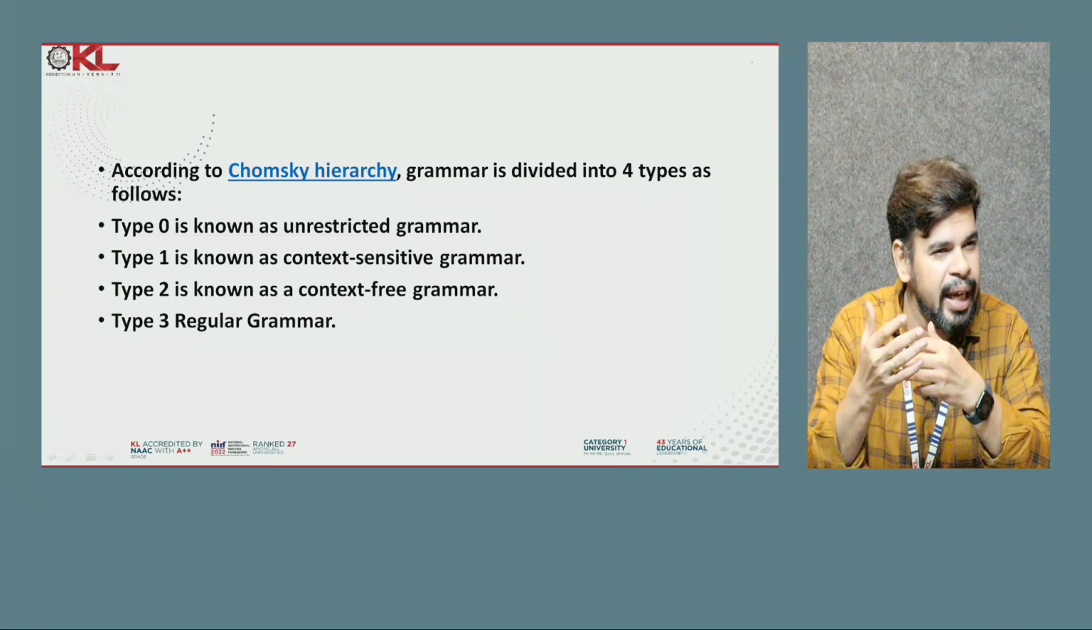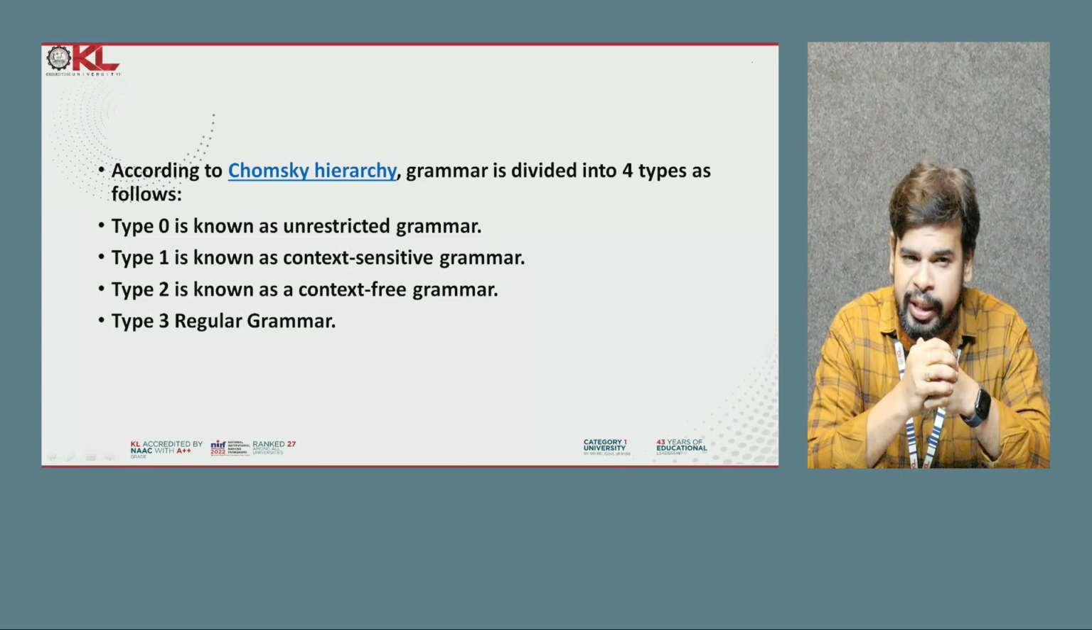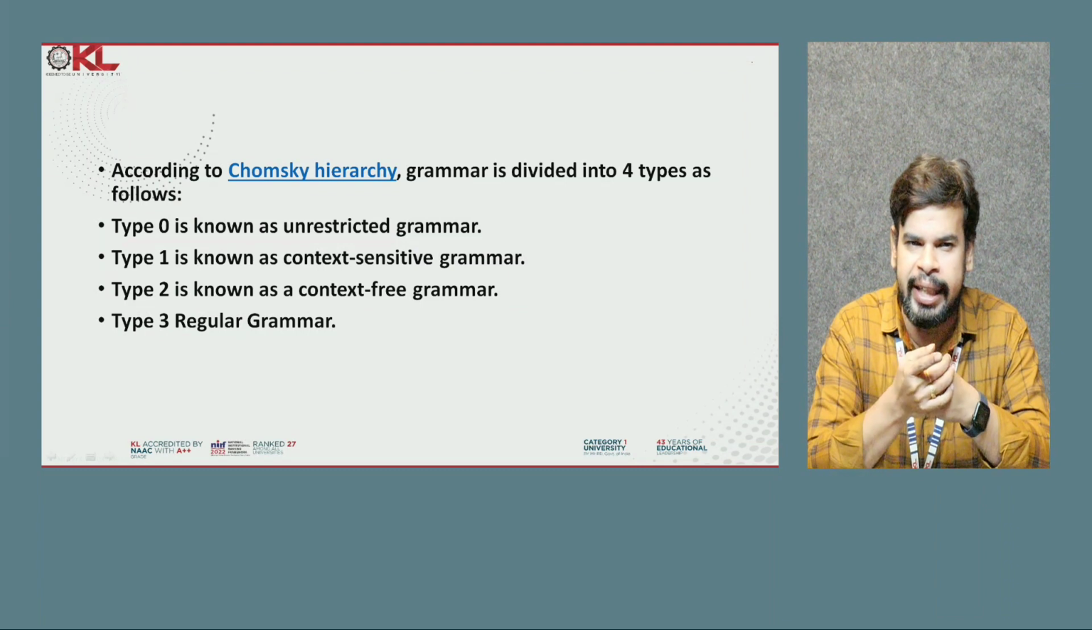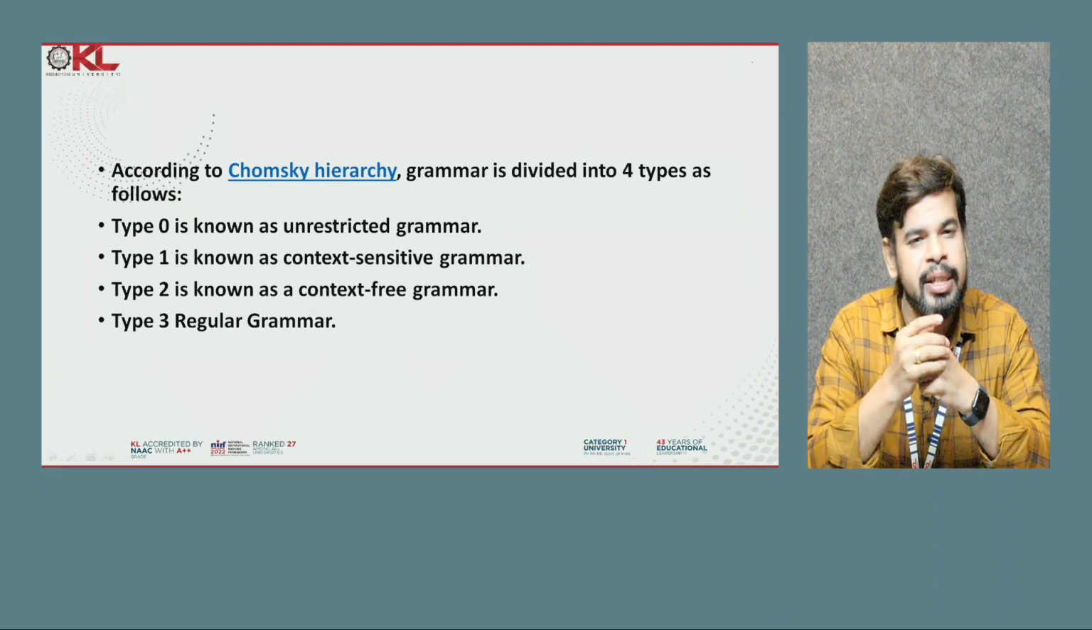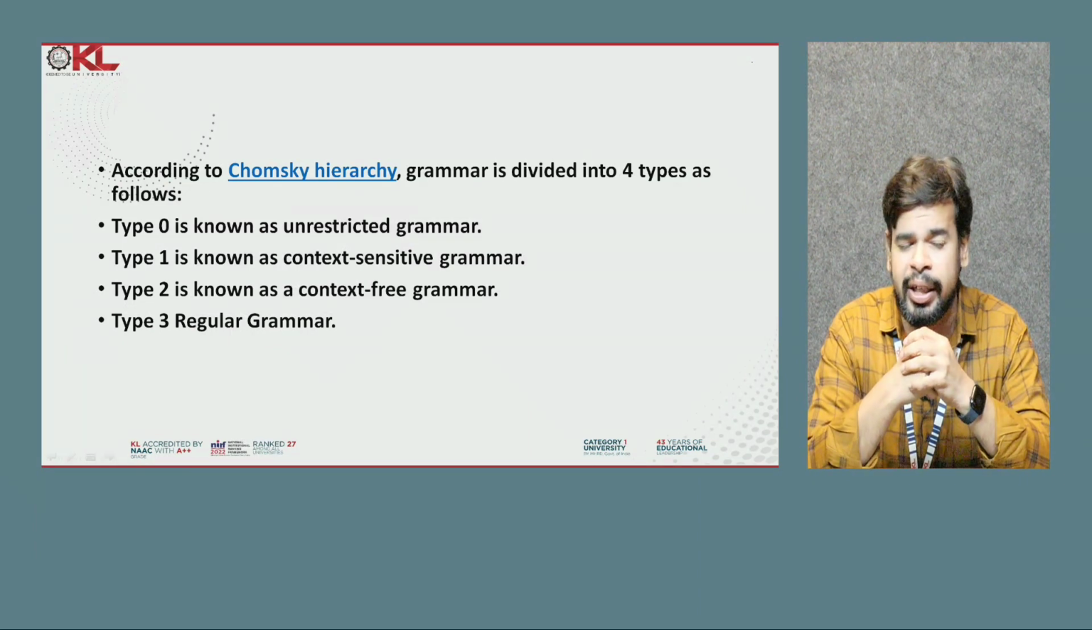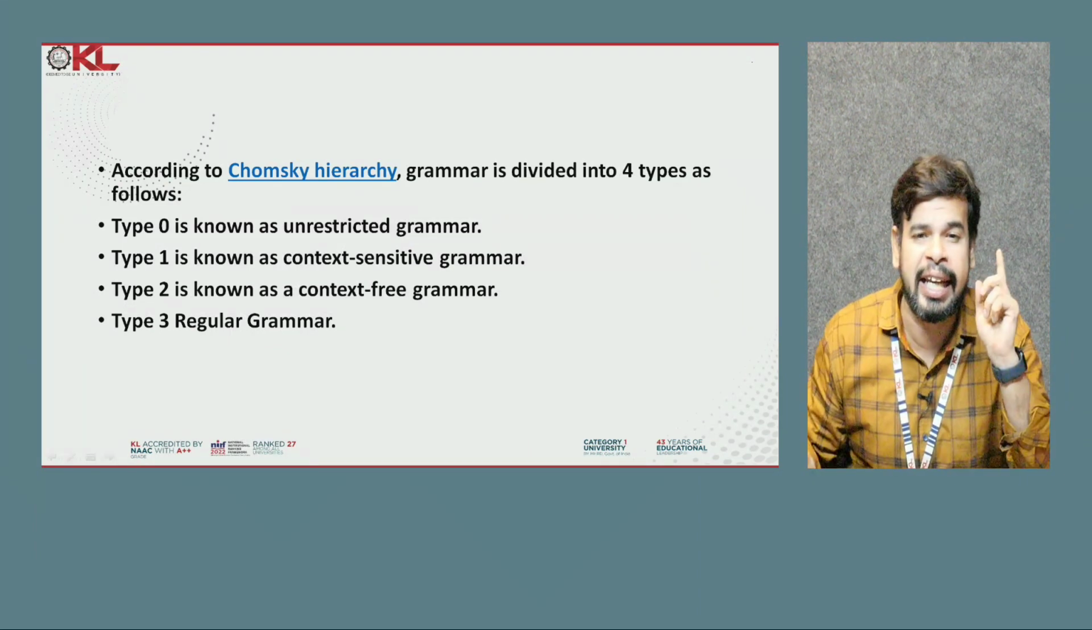And the next grammar is type 1 grammar, which is known as context sensitive grammar. And the next type is known as context free grammar, which is type 2. And the last one is regular grammar, which comes under type 3.